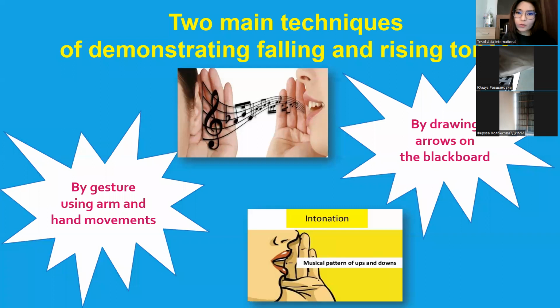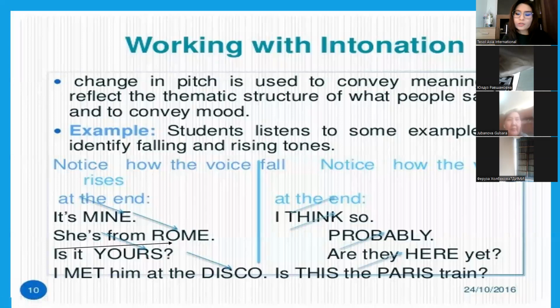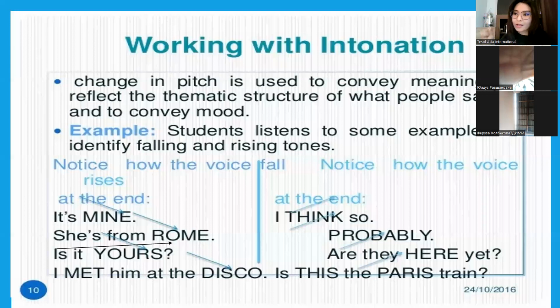And when you are teaching, we can have two main techniques of demonstrating falling and rising tone. You can use your gestures and hand movements, and you can use drawings and arrows on your blackboard when you introduce these types of intonation. And moreover, when you give such sentences, you can ask your students to draw arrows on the sentence to practice, to see whether they can remember the type of intonation in the right way or not. They have to draw arrows up and down to show the right type of intonation. And these sentences can be given as a handout, or you can dictate the sentence, they write it down, and then they point out what kind of intonation the sentence has.